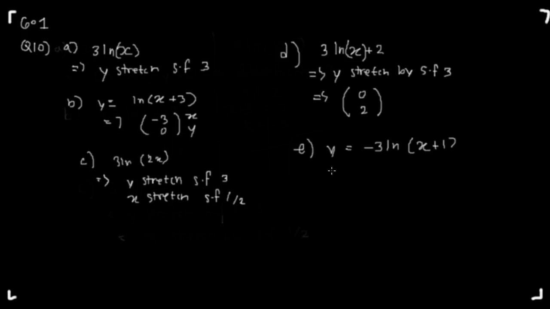So this would be a y stretch by scale factor of minus 3. Now, I'll explain this more. Then from here I'll just write down the transformation minus 1 over 0. Right? Now, what this is, you know how a normal logarithm graph looks like this, right?